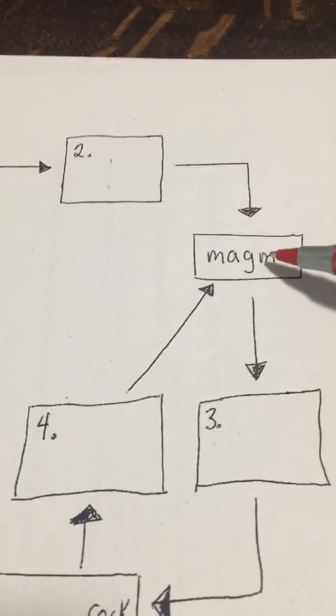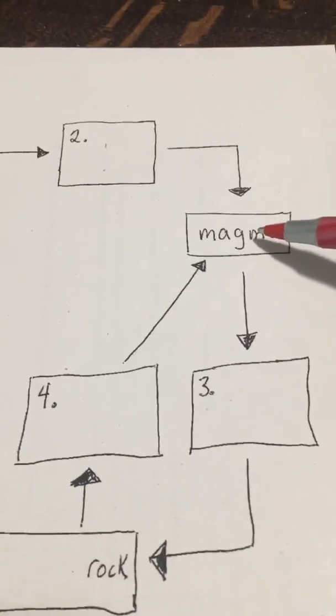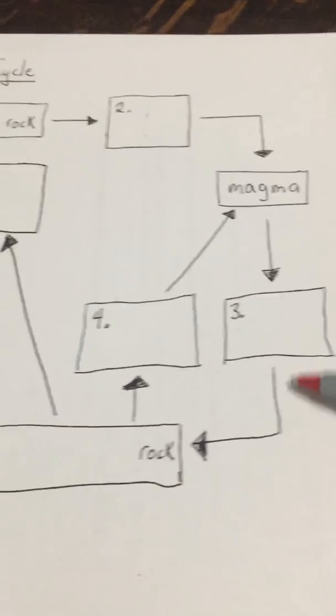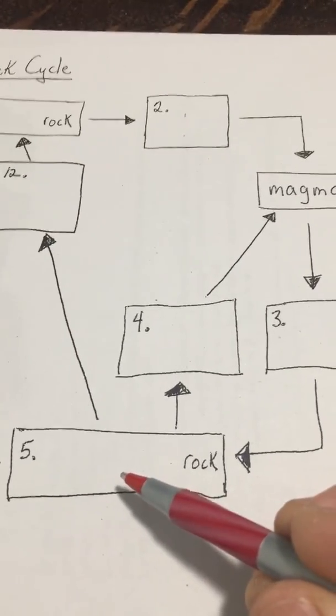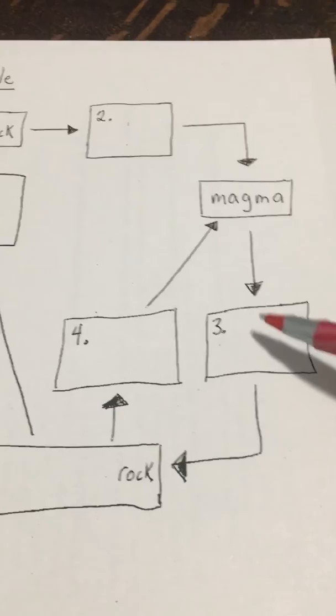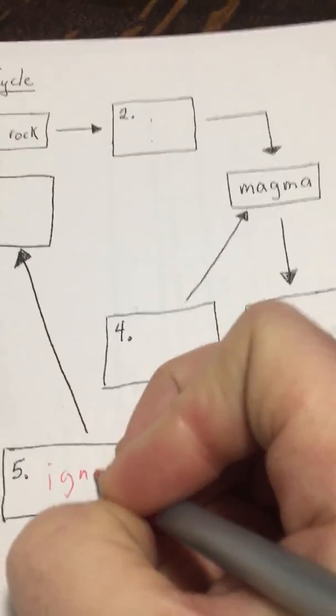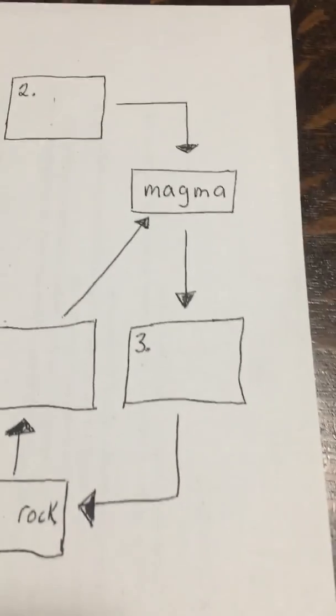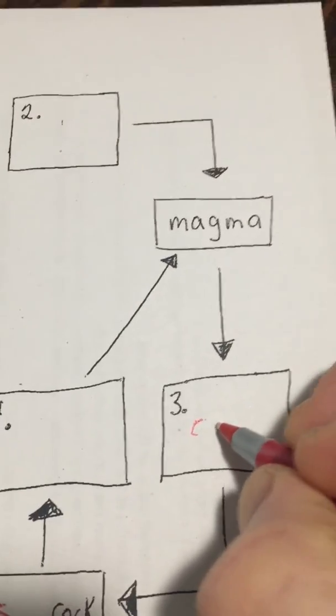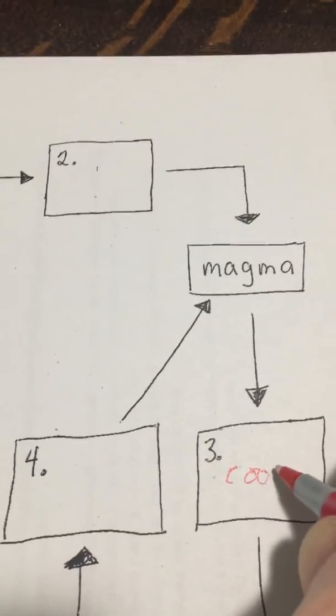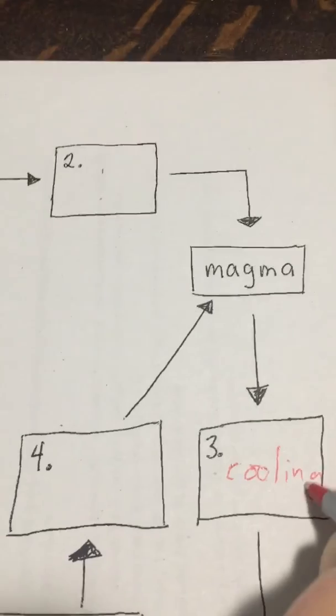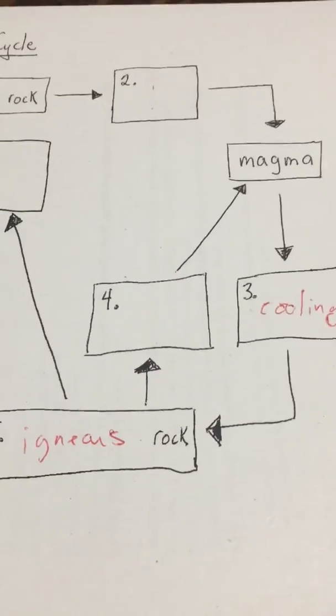So first of all, magma. What happens with magma is that it undergoes a process and turns into a certain type of rock. Well, what type of rock does magma turn into? Well, it turns into igneous rock. Okay, how does magma turn to igneous rock? It undergoes cooling. It's kind of hard to write with one hand. Okay, to become igneous rock.